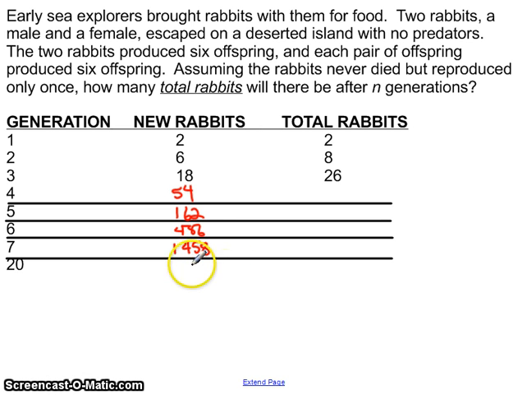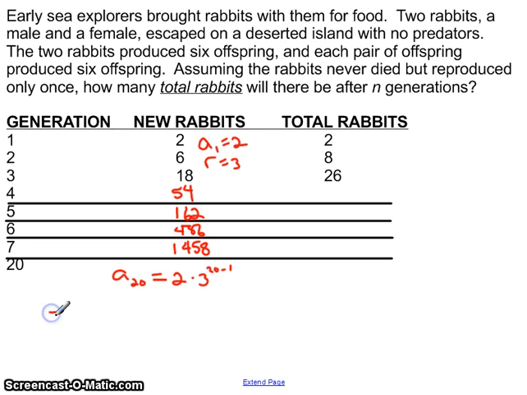Now, how many rabbits were born on the 20th generation? Well, if you notice, what do we have here? We have a geometric sequence, 2, 6, 18, 54. We generated this by multiplying by 3 each time. So a sub 1 in this case is 2, and r is equal to 3. And so a sub 20, the number of rabbits born in the 20th generation, should be a sub 1 times 3 to the 20 minus 1.